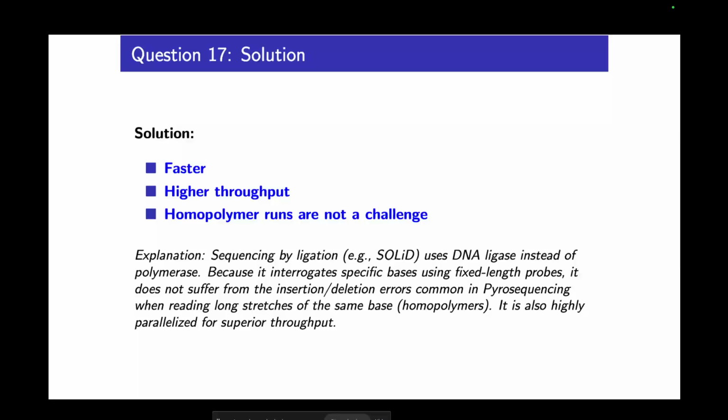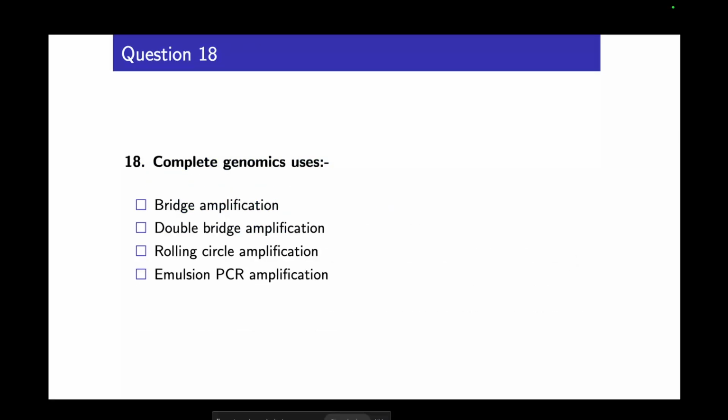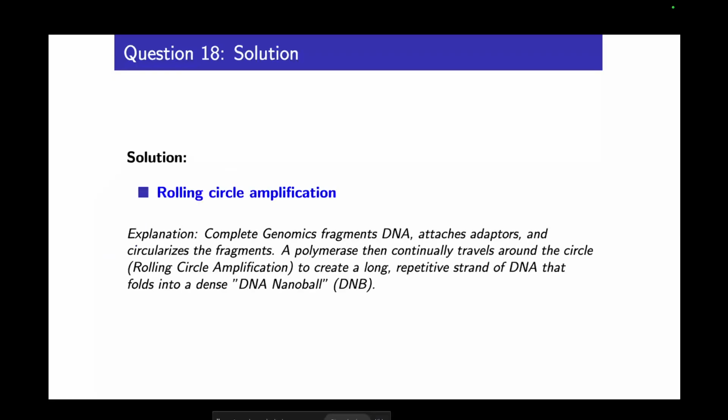Okay, moving on. Again, a Complete Genomics question. I'm not going to go into detail of this, but it uses rolling circle amplification and produces a DNA nanoball. That is the USP of it. It creates a long repetitive strand of DNA that folds into a dense DNA nanoball. So rolling circle amplification is the answer.